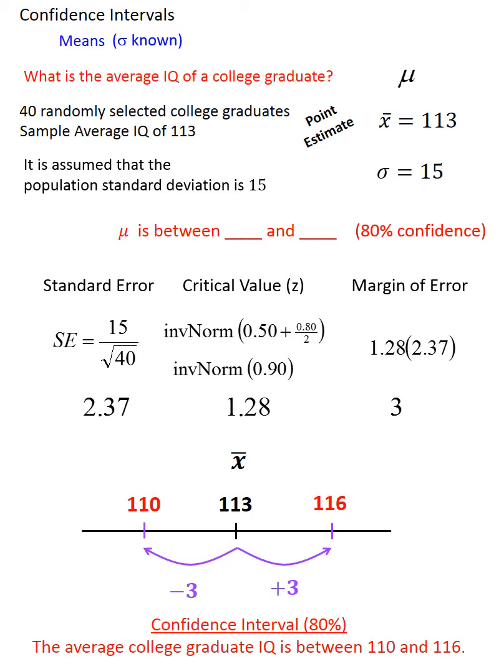By the way, I looked it up just out of curiosity, and it turns out that the average college graduate IQ is 115, which did, as it turns out, fall in our confidence interval. And that completes the lesson.